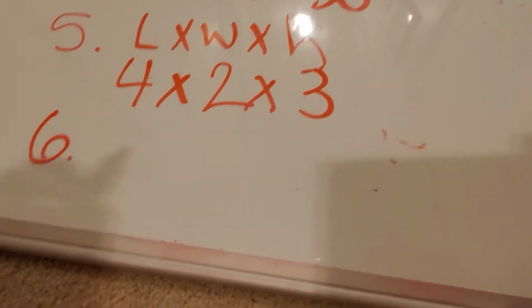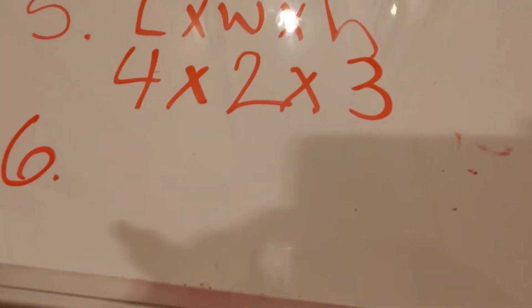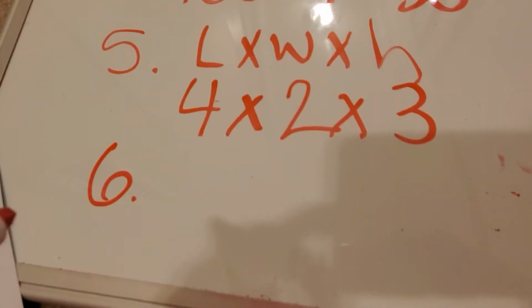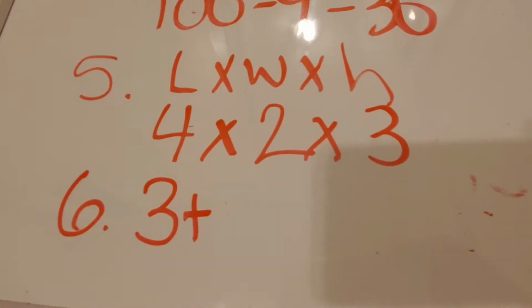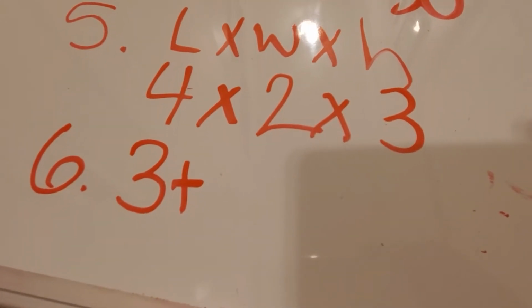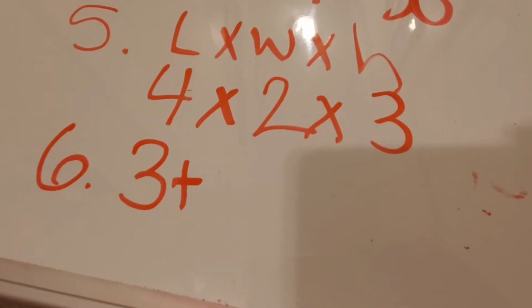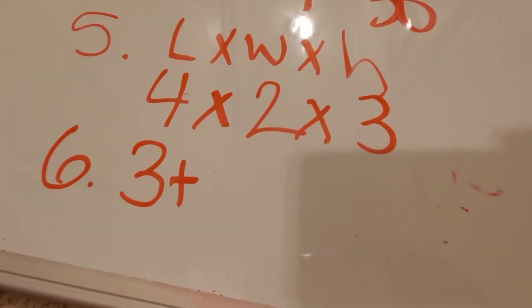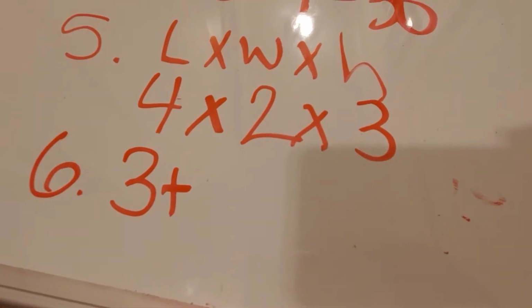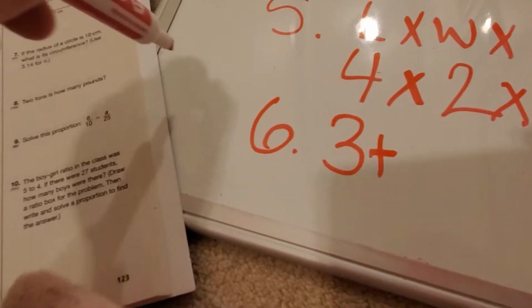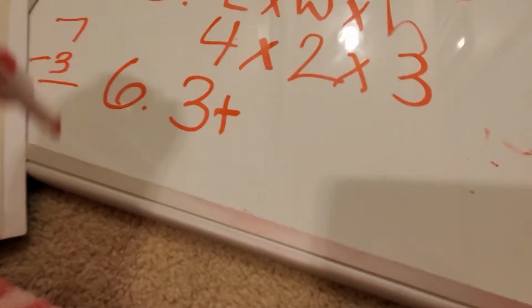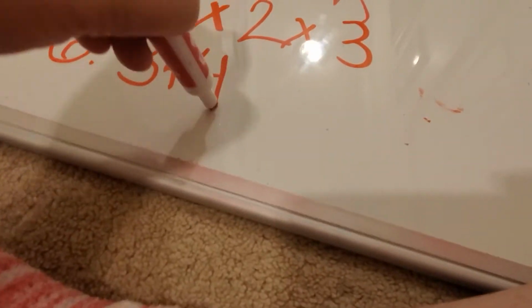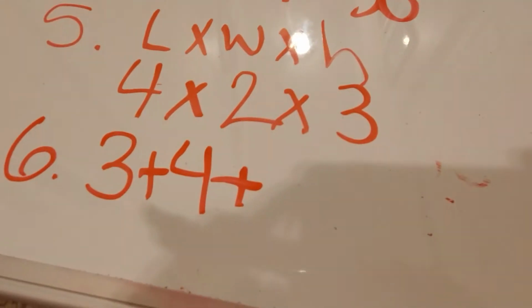On 6, perimeter is the outside, but there's 2 blanks that you have to fill in. So you see the 3 right away, right? Well, the next one is a blank, but you know the whole thing is 7. So you're going to, and then the top is 3. So you're going to say 7 minus 3, okay? So that's 4.